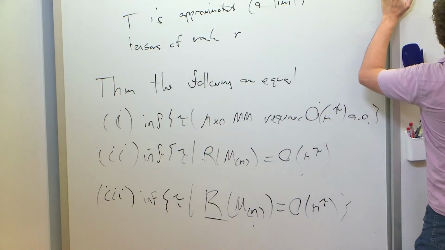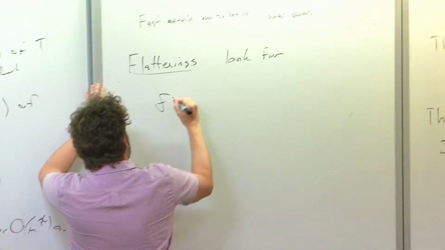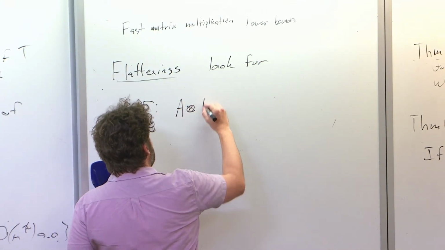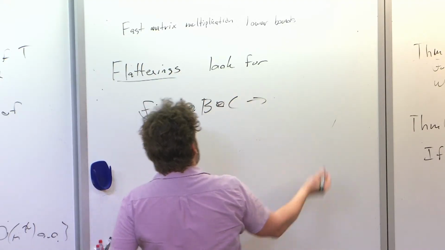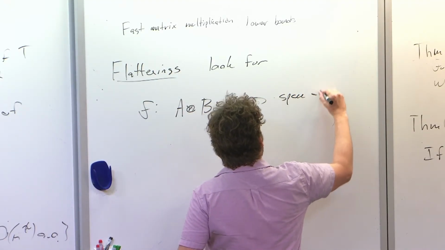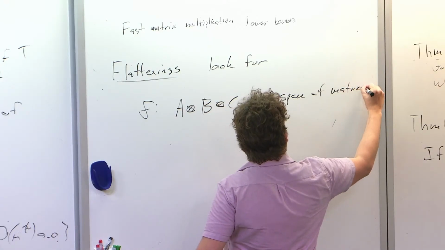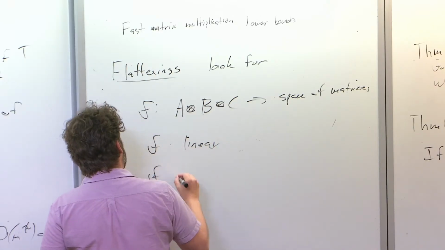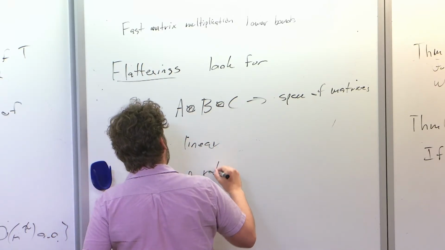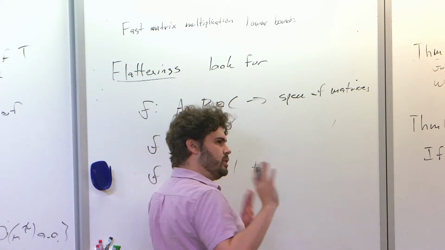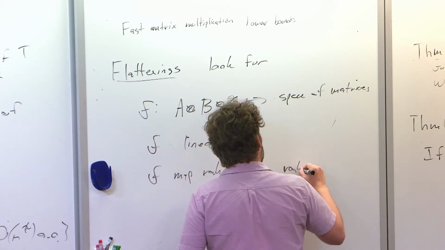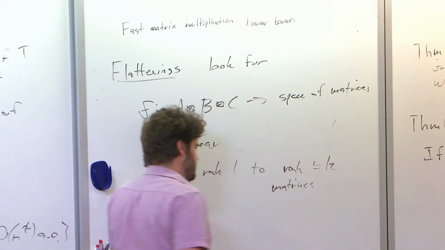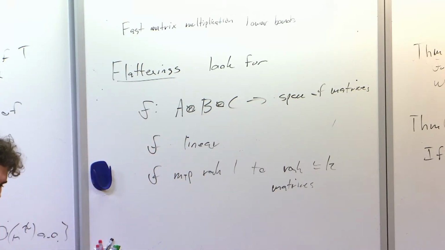is a flattening map, which will be the following. It'll have as domain the space of all tensors, and it'll go into a space of matrices. I want F to be linear, and I want F to map rank 1 tensors to low rank matrices, say rank less than or equal to K matrices. If I can cook up such a computational gadget, what can I do with this?